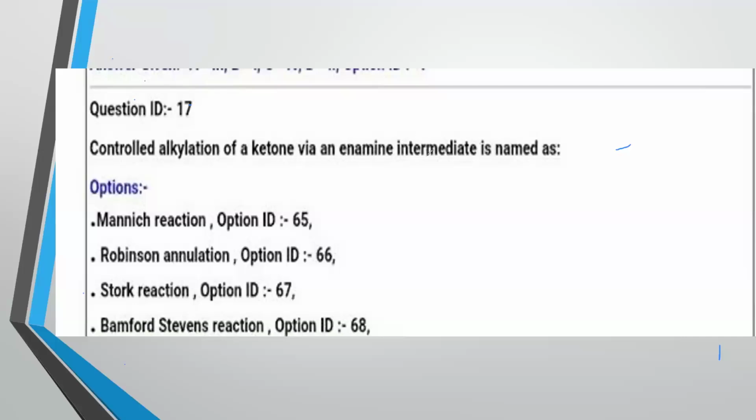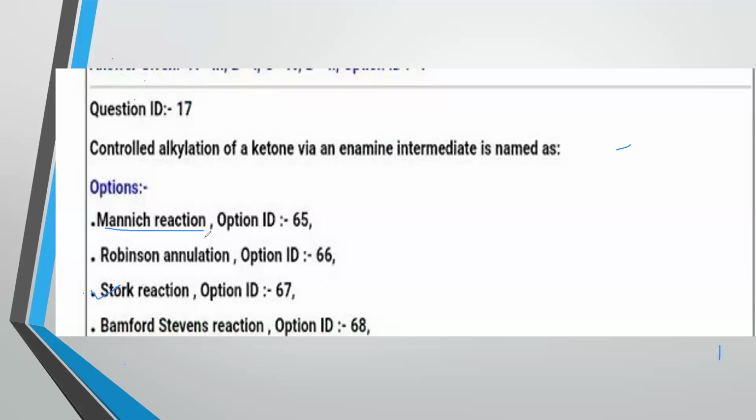Which reagent? It is forming an enamine because of which reagent? Pyrrolidine, right? Pyrrolidine, yes. So the correct answer is Stork reaction. Okay. And what about Mannich reaction?